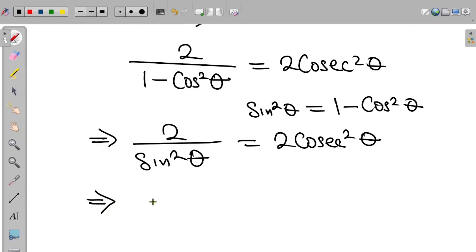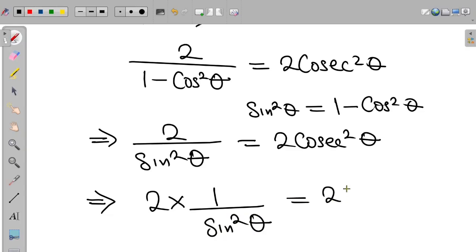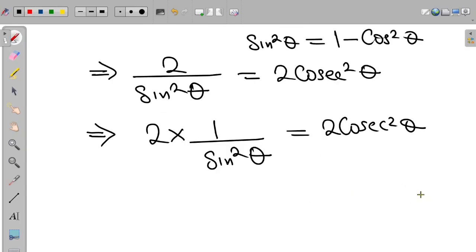So the left-hand side can be expressed as 2 multiplied by 1 divided by sine squared theta, which is still equal to 2 cosec squared theta. First, we know that cosec squared theta is equal to 1 divided by sine squared theta. So at this point, we'll replace this expression here by cosec squared theta.